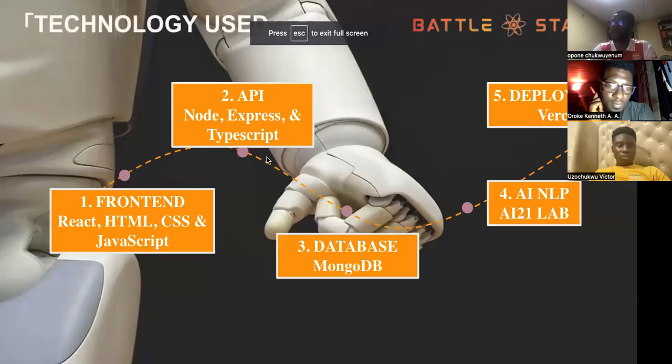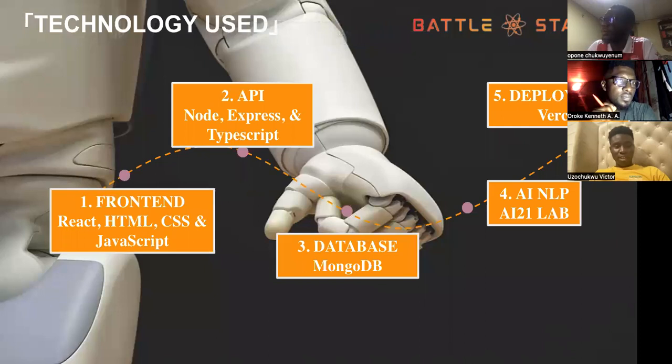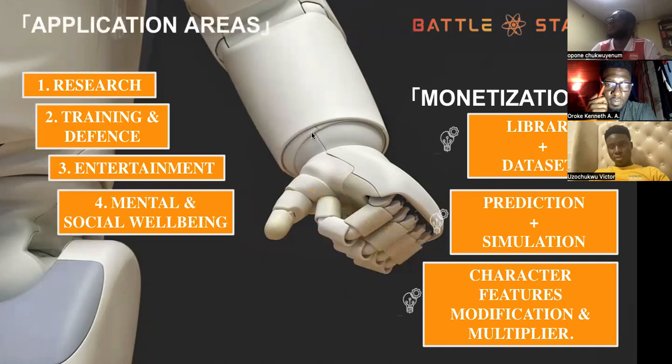So for the technologies we used, for the front end, which is the UI, we made use of React, and this is communicating with the back end, the API, which was made with Node and TypeScript. And this Node TypeScript communicates with the AI21 Labs API language model, which generates the data we use in storing to MongoDB. Basically, that is the technology we made use of to create this application.